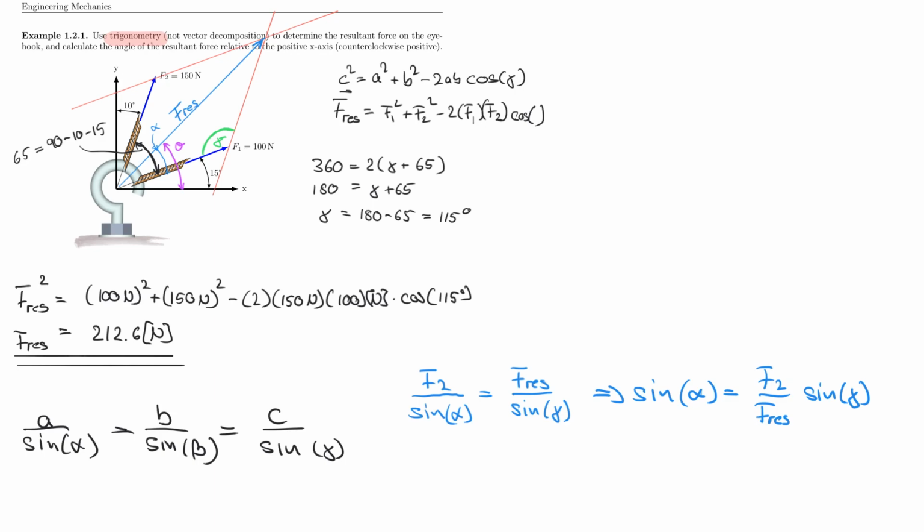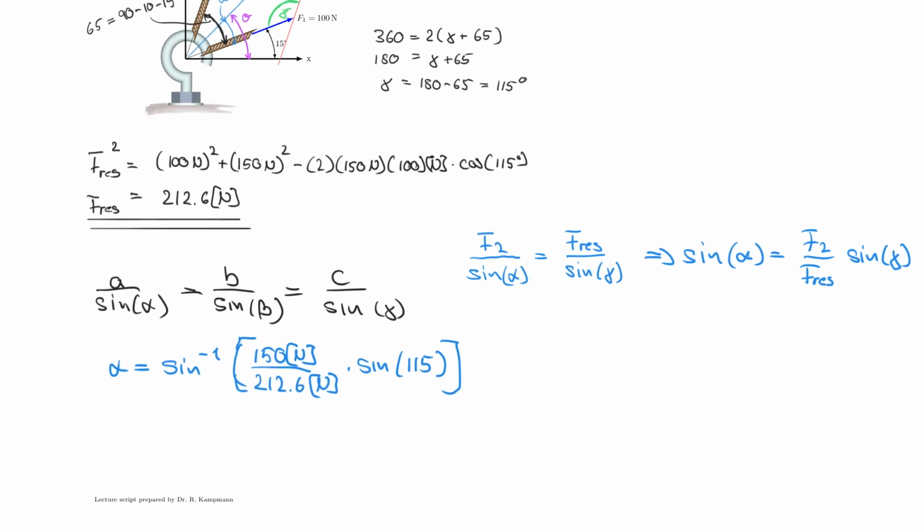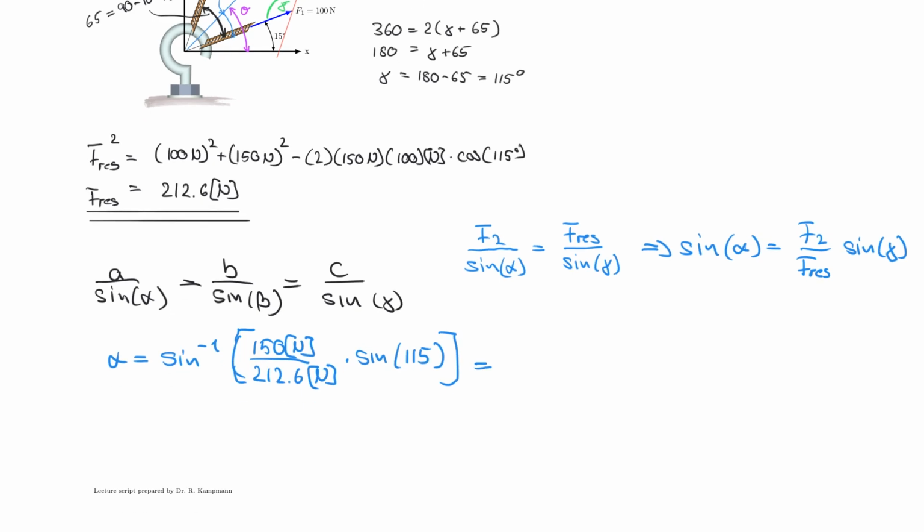And now all I have to do is populate that with numbers. And in fact, I can immediately state that alpha is equal to sine inverse of my F2, which was 150 Newton, over my F resultant, which was 212.6 Newton, and then I multiply that by sine gamma, which was sine 115 degrees. And that gives me my alpha angle. And that alpha angle happens to be 39.8 degrees.